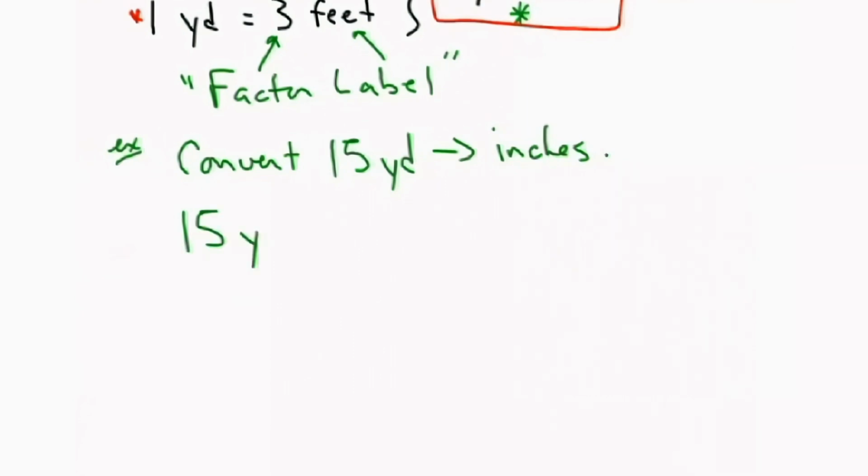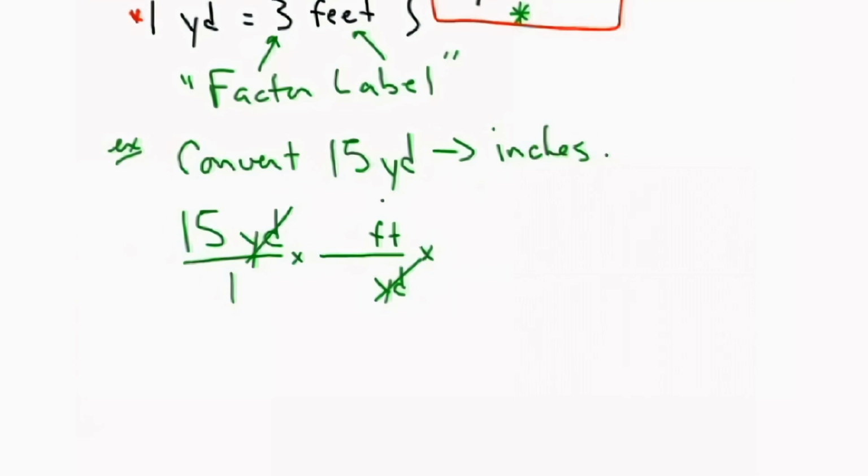So if we need 15 yards into inches, then using factor label, the method is like this. We start out with the amount we want to get rid of, and that's the 15 yards. I'm going to put that over 1. And now I'm going to multiply that fraction by another fraction. And here I want to replace yards, so I go yards to feet. You can see here, my yards are in the top and the bottom, and so they cancel. And now I have feet in the top.